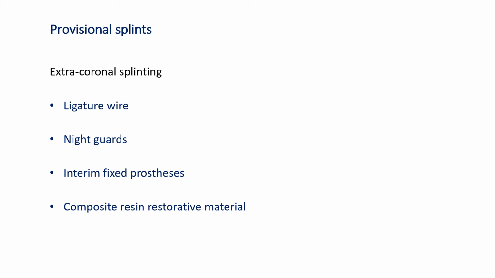Provisional splints, as the name indicates, are designed to absorb occlusal forces and stabilize the teeth for a limited amount of time. They can be useful as adjunctive to many different types of treatment. They can be placed either externally or internally.